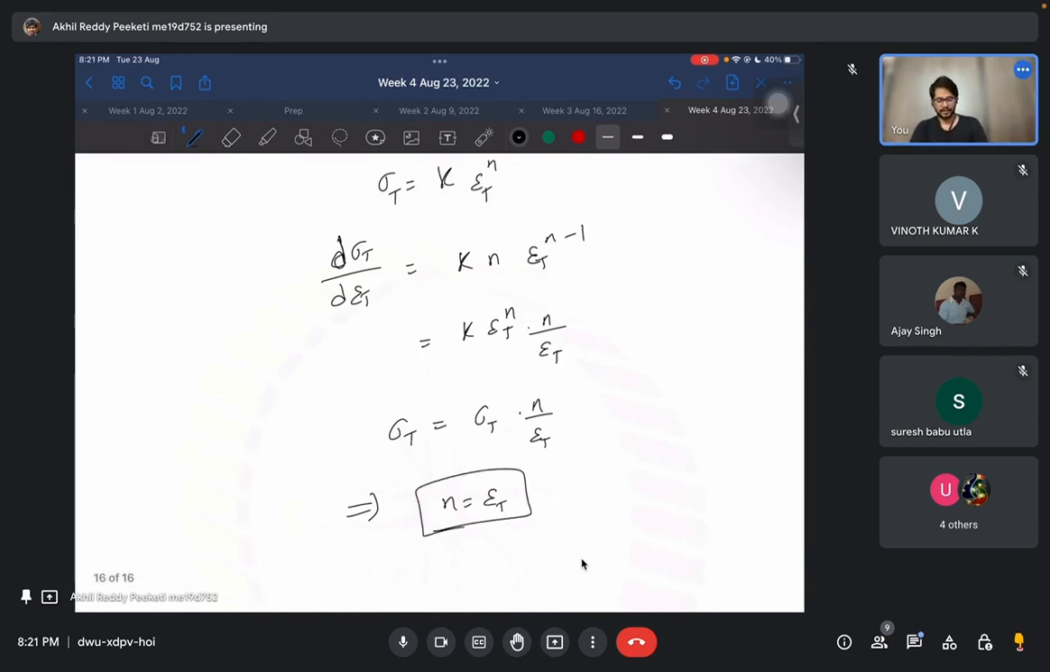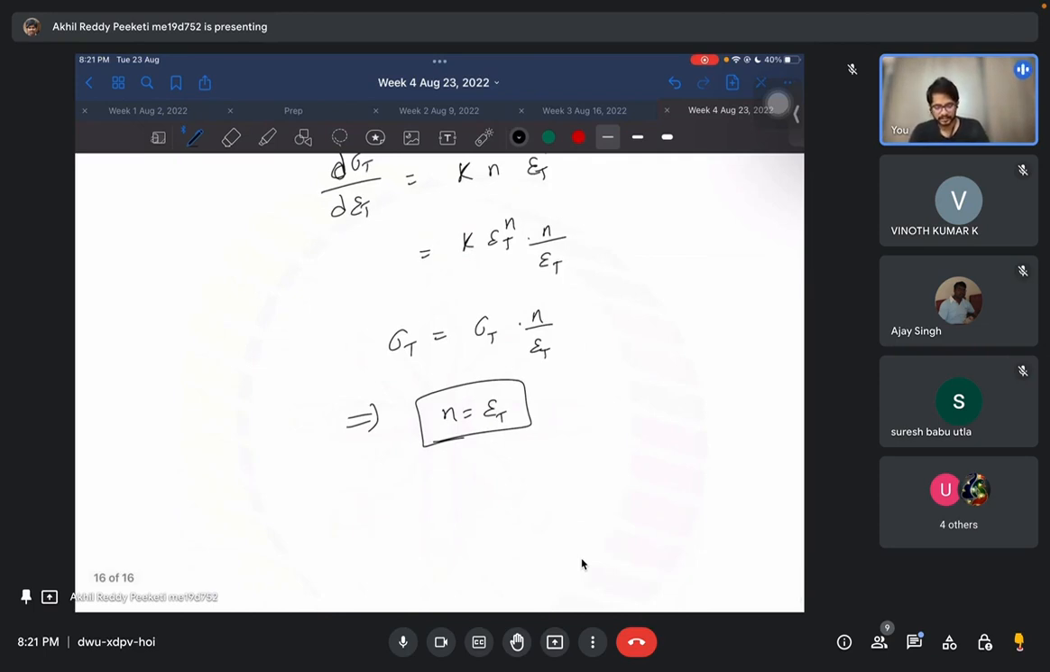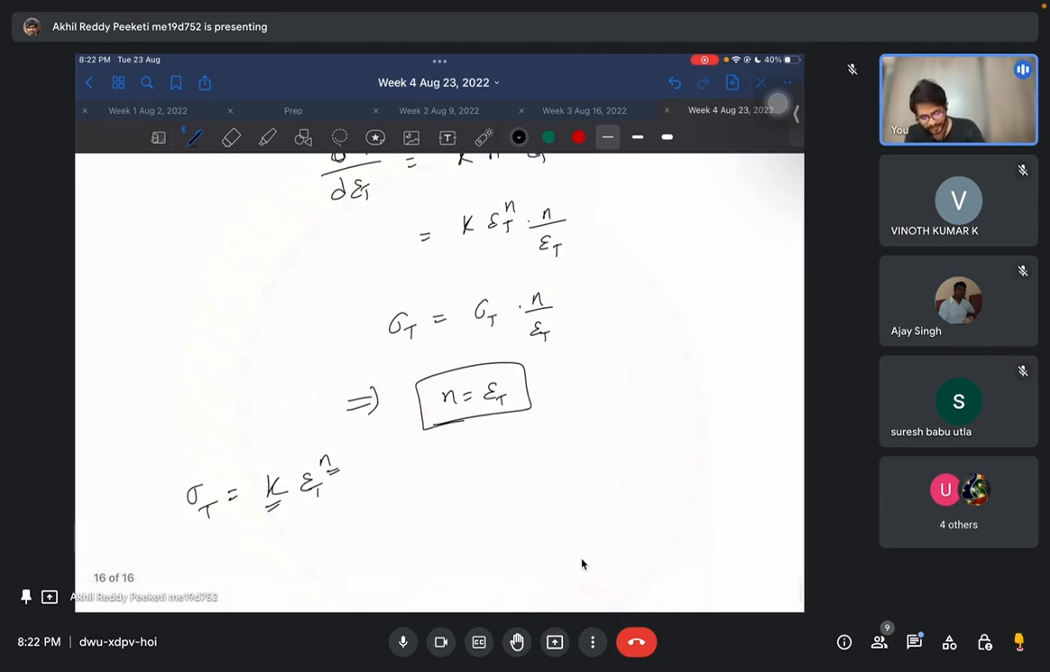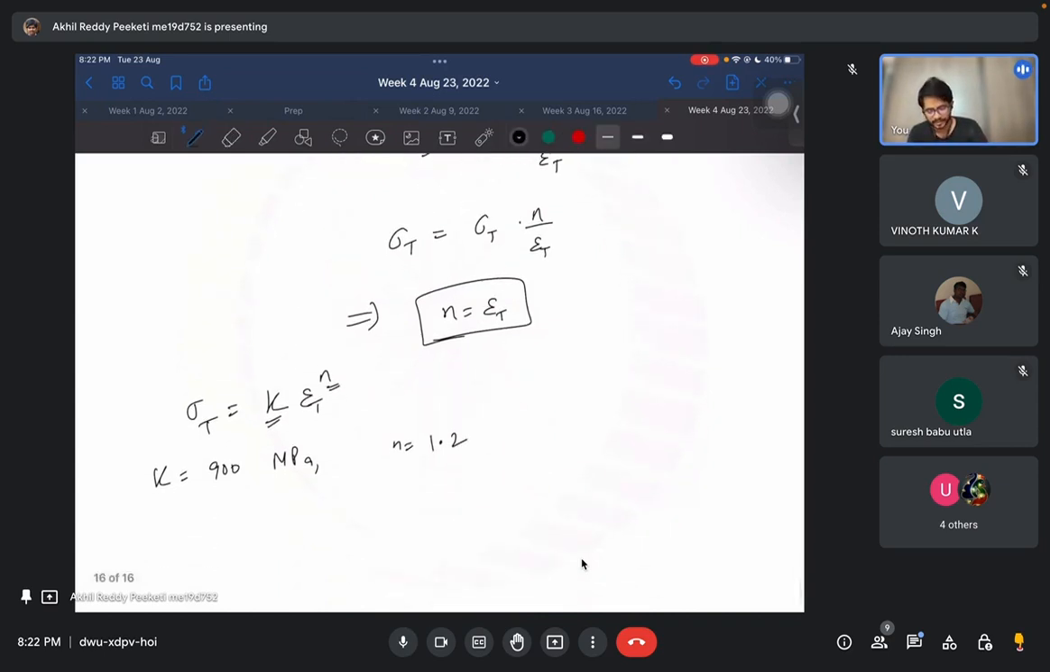Okay. So if you are given this equation, sigma is equal to K epsilon_t power n, and if you know K and n values, okay, let's say K is 900 MPa and n is point, I don't know, take 1.2, some value, I am not sure what should be in. So at the necking or at the ultimate tensile strength, n is epsilon_t. So if you substitute that corresponding K, epsilon_t instead of that n power n, you can get the ultimate tensile strength in terms of true stress. Okay. Is this clear?